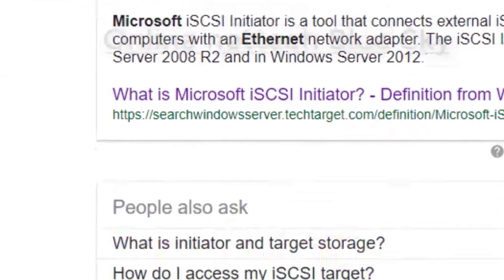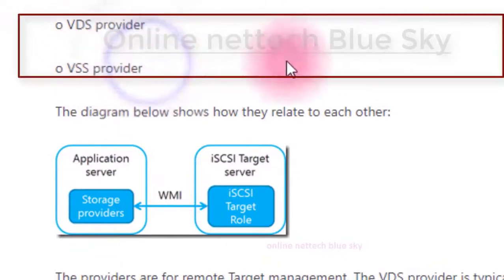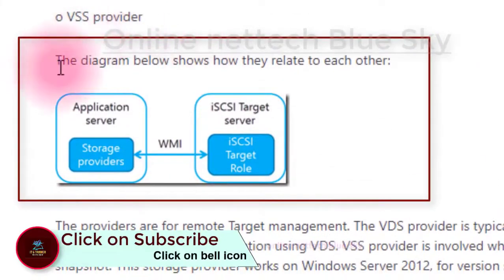So first I'm showing images here: you can see the VDS provider and VSS provider, which are the virtual disk service and the volume shadow copy service.